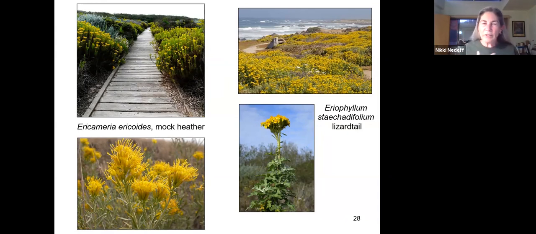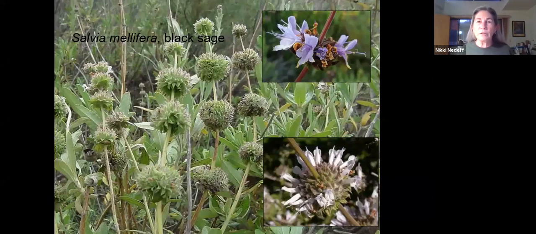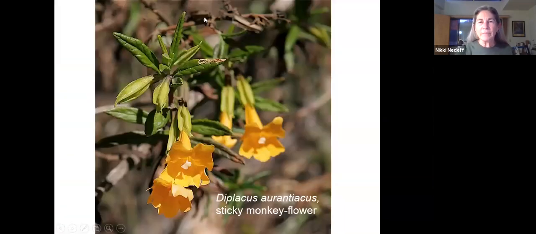Once you know the environmental context, you know what to look for. You know what to look for in terms of your mock heathers or your lizard tails that look really familiar. You know what to look for in terms of black sage, which occurs in a lot of different other habitat types, with these really interesting tiny flowers that are grouped together in inflorescences that are stacked up along these stems.